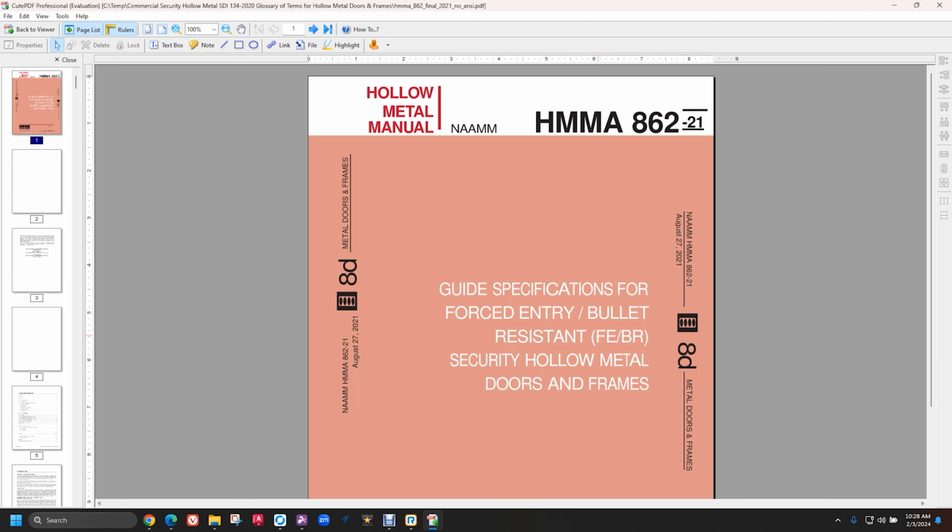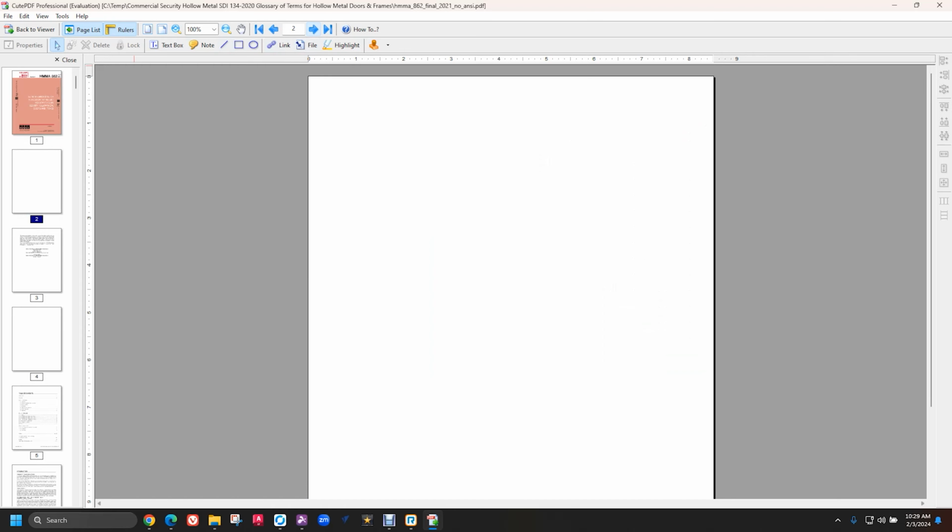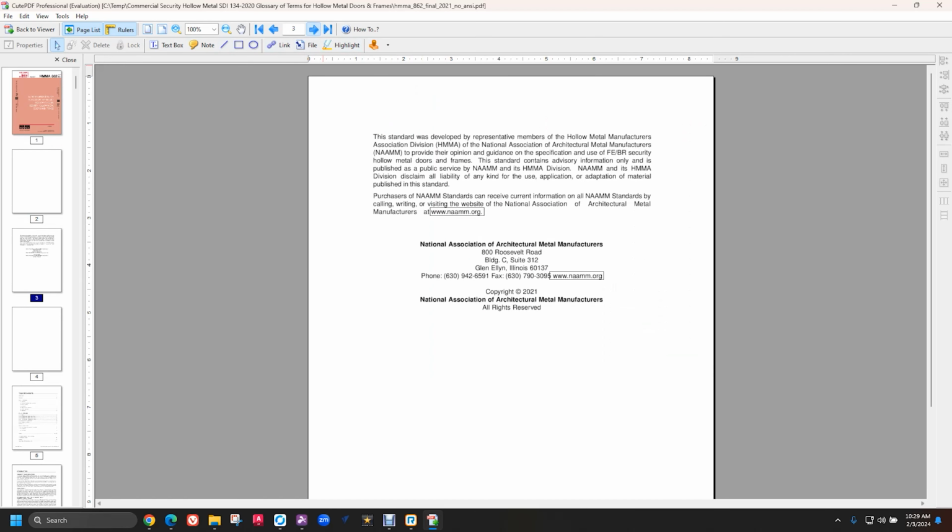FE and BR. And forced entry is literally trying to break the door down with attacking tools, a sledgehammer, etc. BR, or bullet resistant, well, that's pretty straightforward what's being mentioned there. So let's take a look. Let's scroll through this and see what's highlighted.